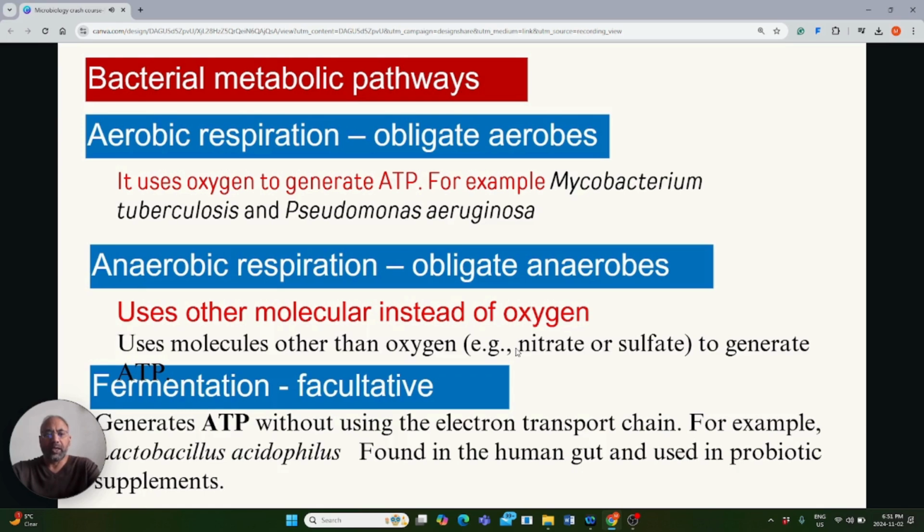which adds essential organisms to the human gut, and they generate ATP without using the electron transport chain. So they are mostly facultative, which means that they can survive in oxygen and also without oxygen. This is the specialty of these organisms. So these are the three metabolic pathways for respiration of bacteria: one is aerobic respiration, second is anaerobic respiration, and third is fermentation.